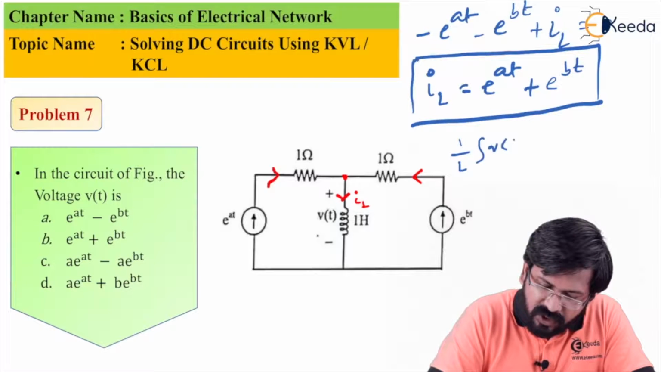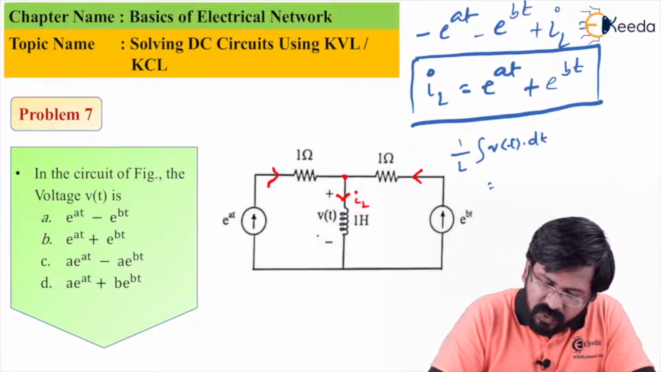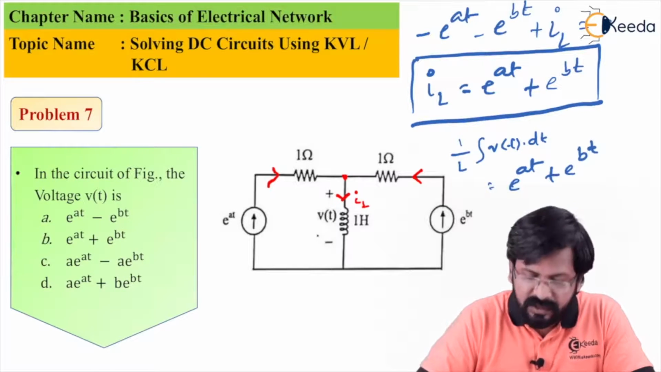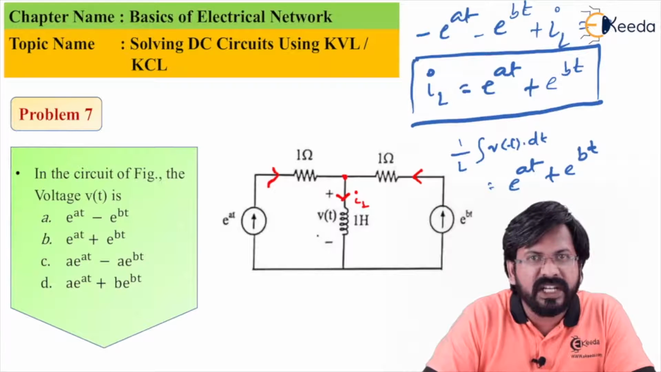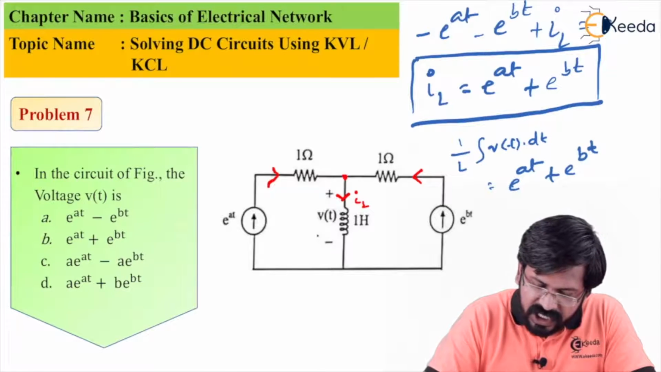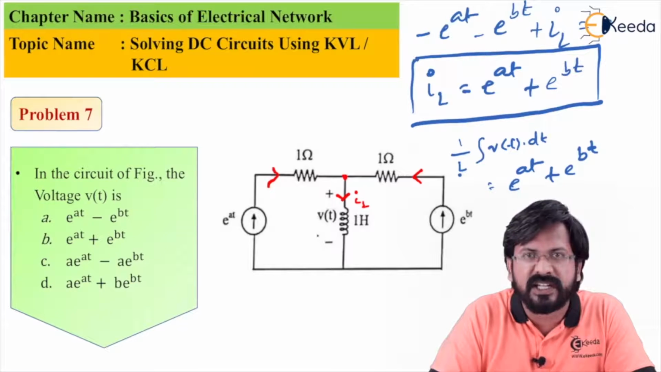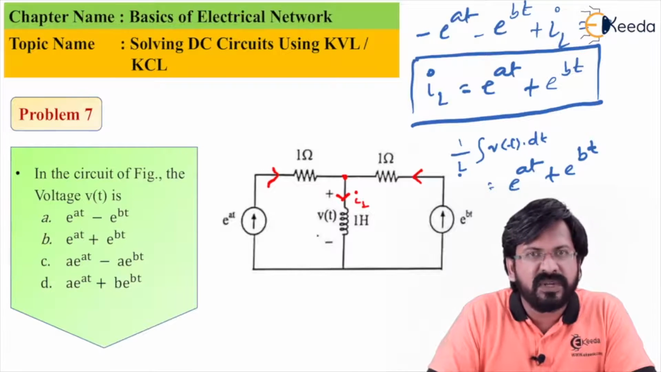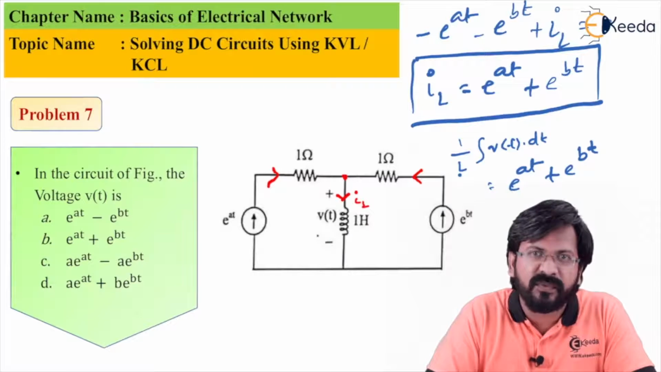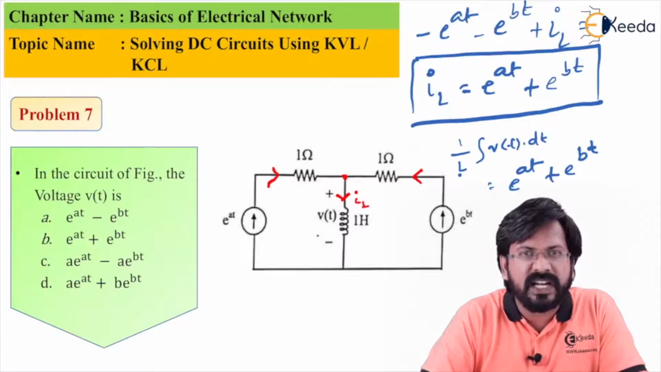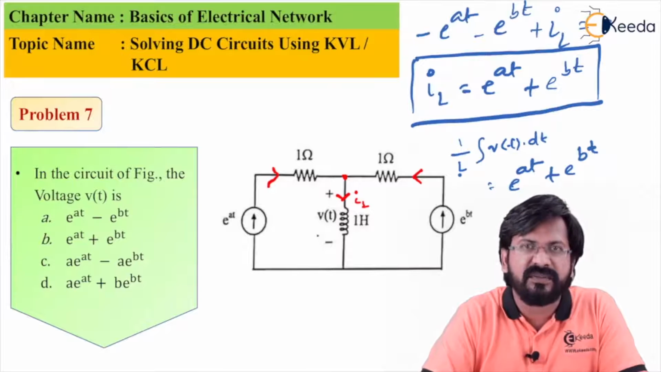So I would write V of t dt, which is equal to e raised to at plus e raised to bt. Now the value of L is already given, which is nothing but 1 Henry, so I can transfer this L to the right hand side. So what I get is integration of V of t is equal to e raised to at plus e raised to bt itself. Now since we want V of t and not the integration of V of t, we need to take the derivative on both sides, so that the derivative and integration on the left hand side will cancel each other.